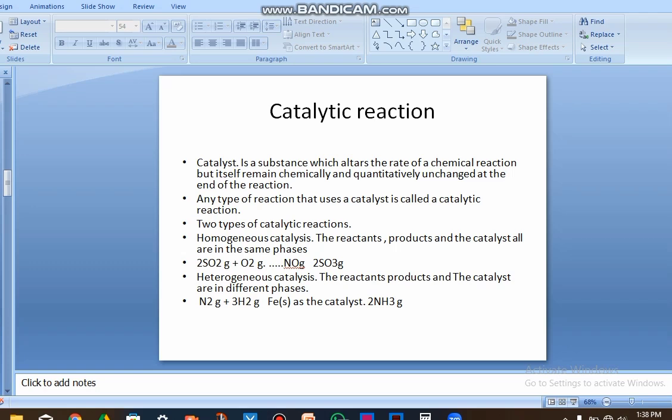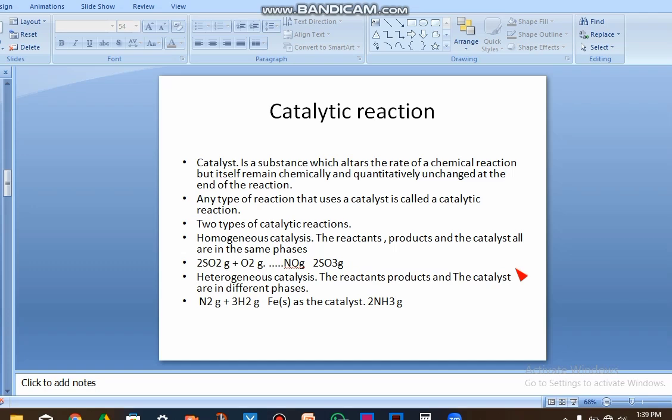So we have two types of catalytic reaction. One, homogeneous, and the other, heterogeneous. Let's first of all look at the meaning of homogeneous catalyst. Under homogeneous catalyst, it means that the reactants, products and the catalyst are all in the same phase. Are you getting it? You know the meaning of reactants already, I've explained it here: the reactants, the products and the catalyst.